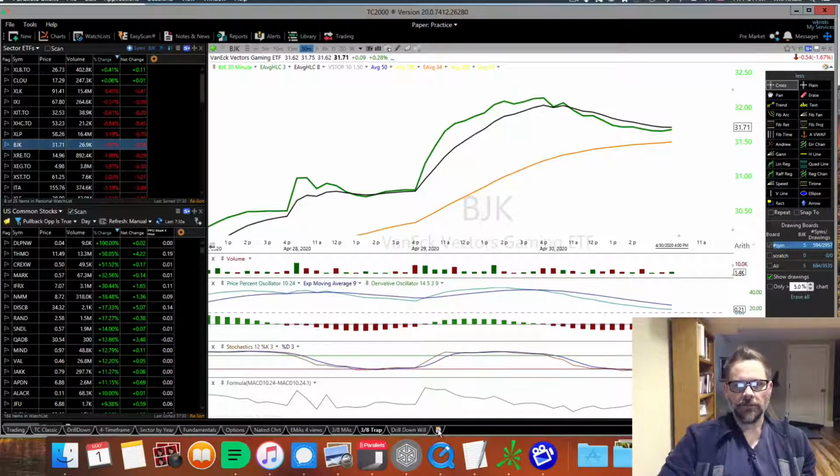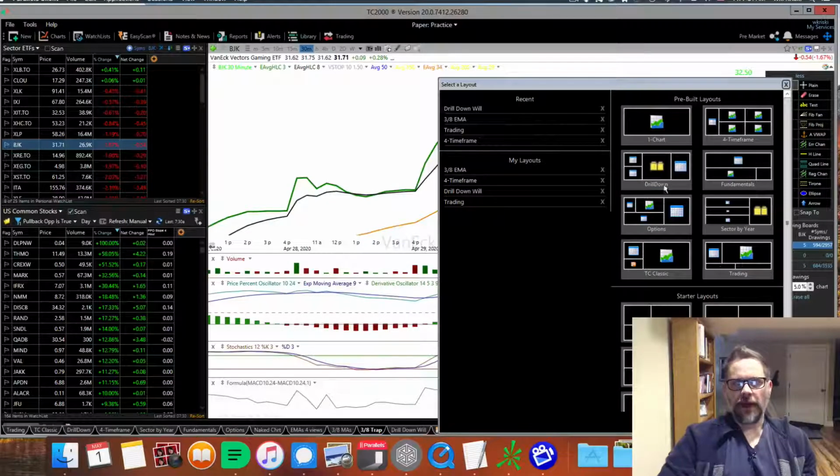And so there's this little thing here. It says new layout tab. You click on that, and it gives you these different tabs. One of them is called Drill Down. Fundamentals gives you all the earnings and dividends and stuff like that. Sector by year is really nice. I think I showed that one when you were trying to look at really well performing stocks over a period of time. Anyway, that's how you do it, and you pick the drill down one.